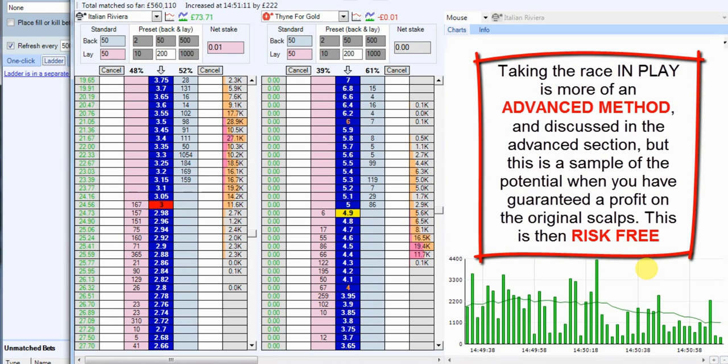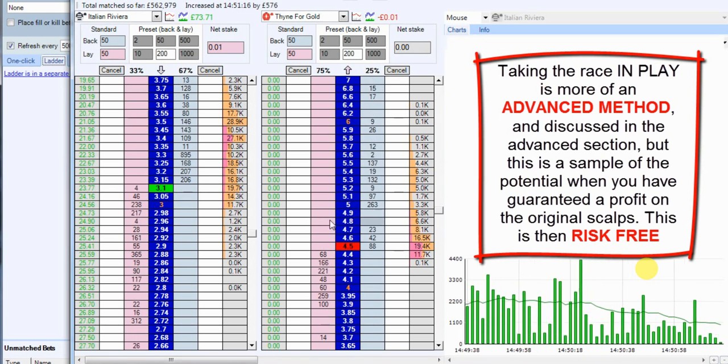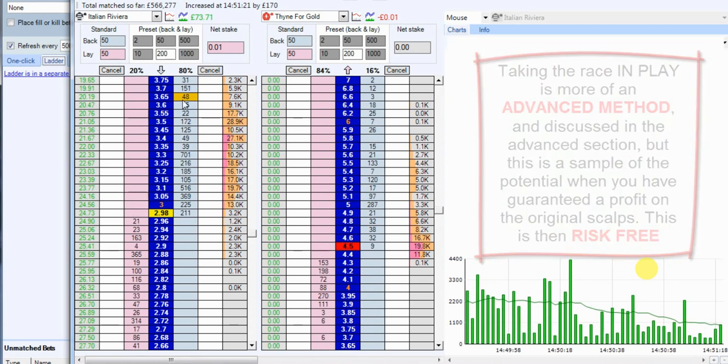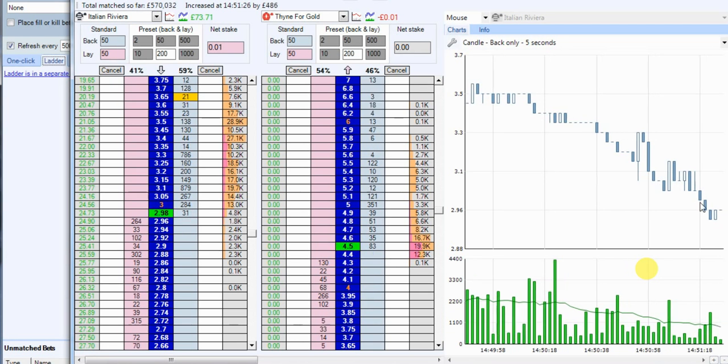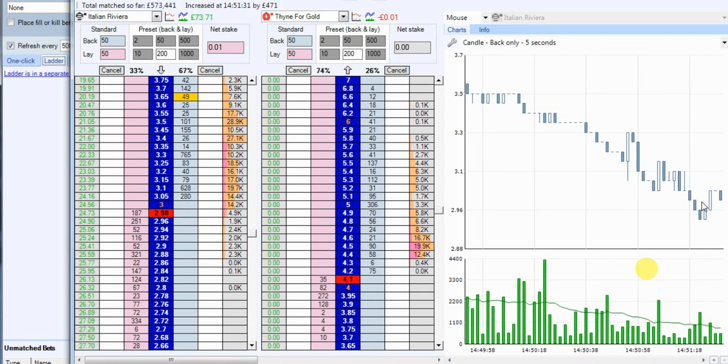Now, I'm not going to let this race conclude. I'm going to see if I can potentially make more profit than the original scalp. And I've placed a stop loss there. You can see that at 3.65. So that's the minimum I should make if the price drops back. The minimum. Now, as with traders, we don't want ideally to let the race conclude. So let's just see what we can make.